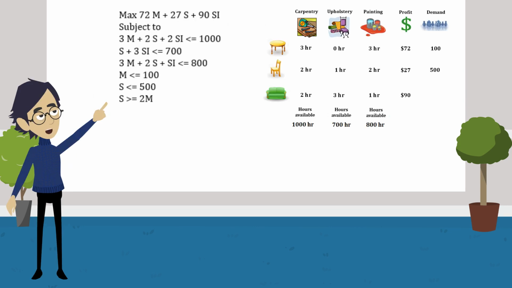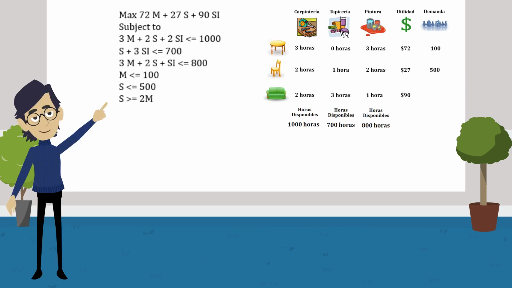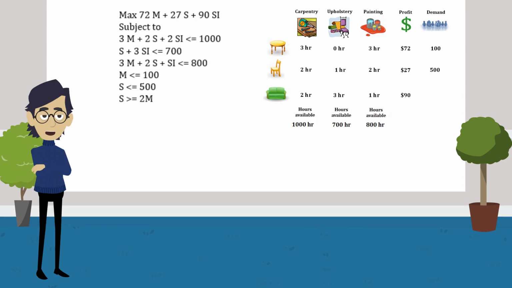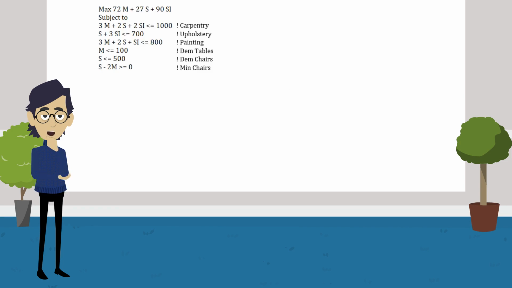The formulation for the problem is the following. We have defined M as the number of tables, S as the number of chairs, and SI as the number of armchairs. Remember that when the formulation is captured in Lindo, you must consider that the last constraint must be entered as S minus 2 times M, greater than or equal to 0. And on this occasion, when you run Lindo, I ask you to request the sensitivity analysis. I have written some notes in the problem to remind us about the meaning of the constraints.